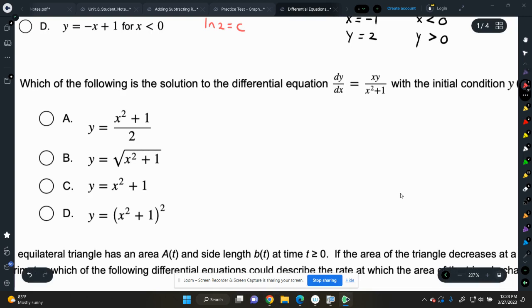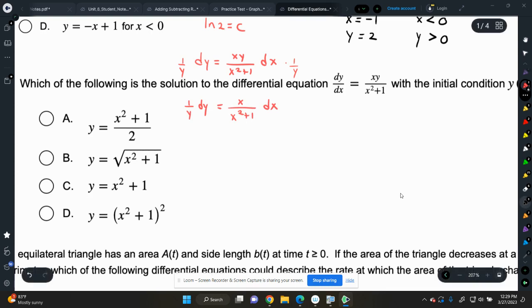Okay, so we want to isolate those variables. So when I multiply by dx on both sides, I get dy equals xy over x squared plus 1 dx. We don't want to have 1 over dx. We want that dy and that dx to be just perfectly normal. So that means I'm going to have to move this y over. So I'm going to multiply by 1 over y on both sides. So I have 1 over y dy equals x over x squared plus 1 dx.